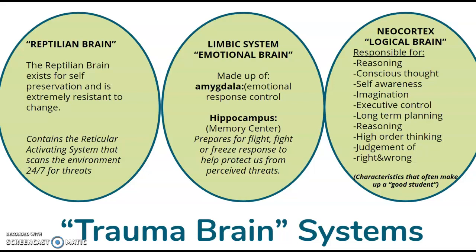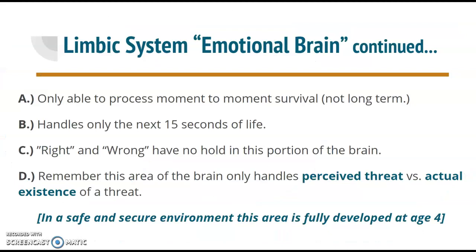If we look at our limbic system, this is our emotional response control center, the amygdala there, and then we've got our memory center, our hippocampus. And then we've got our logical brain. I think it's really interesting when we think of our students who are typically following our directions, compliant, that they're operating out of this logical brain because it's fully developed.